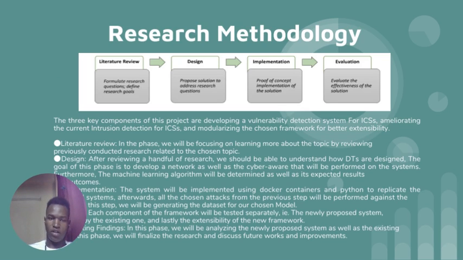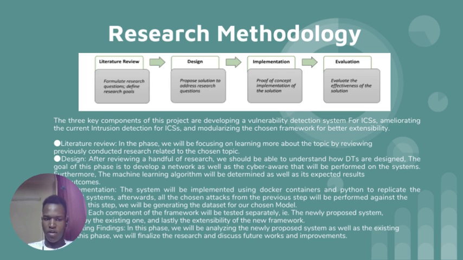All right, so here we come to the research methodology. We divide it into four phases, but we have a subdivision here. The first thing we do is a literature review, which is basically searching for the topics that are related to what we're going to be doing.